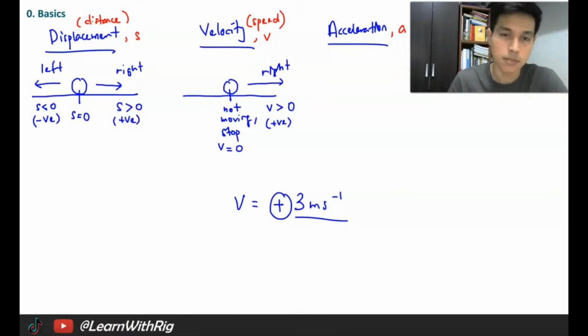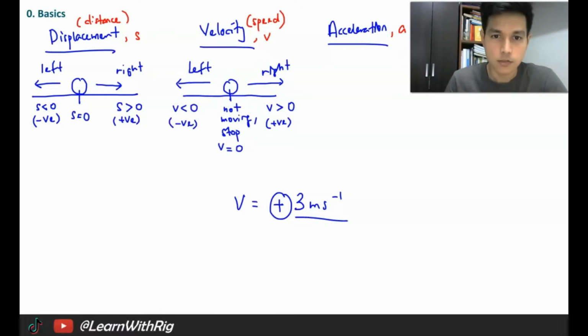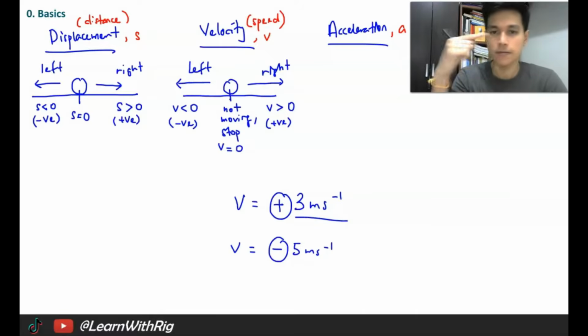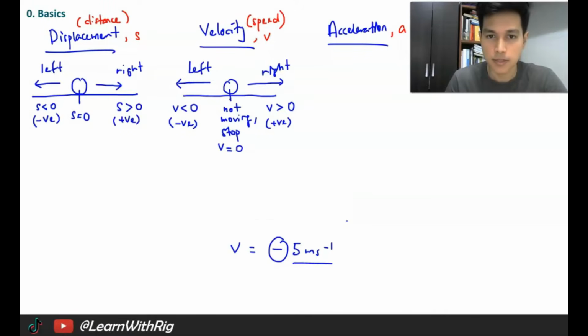So positive means velocity is moving to the right, similar to displacement. If it's moving to the left, same thing, v is less than 0, so it's a negative value. Clear? If they tell you the particle is traveling at negative 5 meters per second, you should know that it's traveling to the left at this speed, 5 meters per second. Clear? Alright, so that is for velocity and displacement.